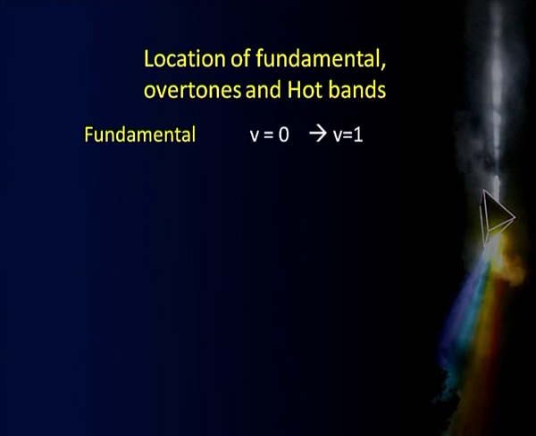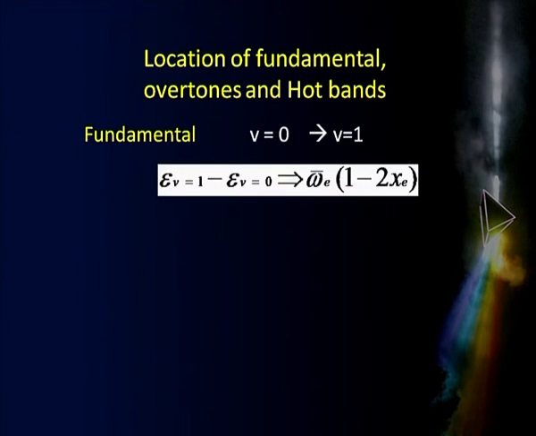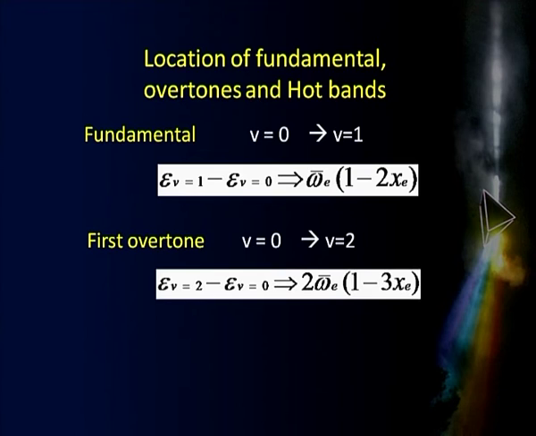Okay. So, with that let us try to see where these are located. The fundamental is from V equal to 0 to 1. We substitute the expression there, and we find it comes out at omega E into 1 minus 2 XE, that is the location of my fundamental. You remember that we have done all that in the vibration spectrum in detail. The first overtone will be from V equal to 0 to 2, that will be located at 2 omega E into 1 minus 3 XE.